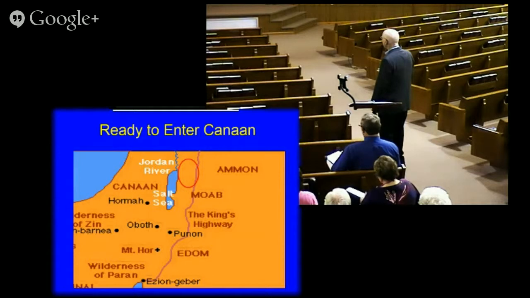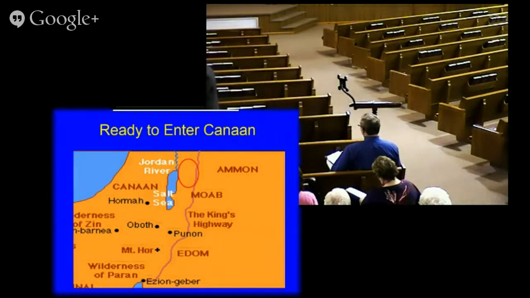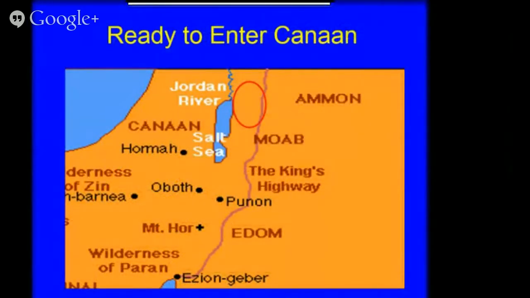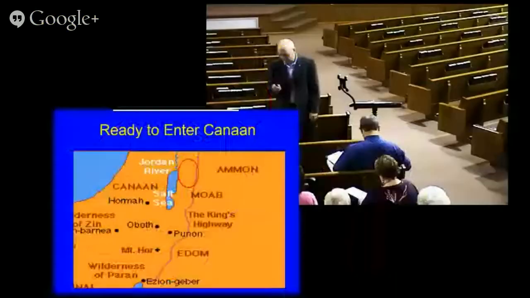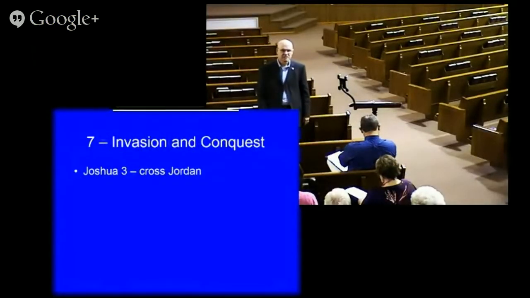Here's Moab and Ammon. Who are they? Where did they come from? Lot. Two sons born to Lot's daughters from their incest with him. So these are all people that are related to the children of Israel. They go through. So they're ready for the invasion and conquest, just across the Jordan, ready to go across the Jordan and enter the land.